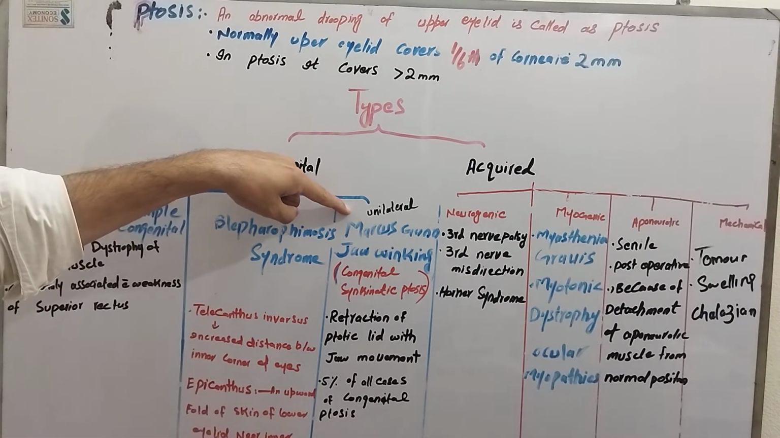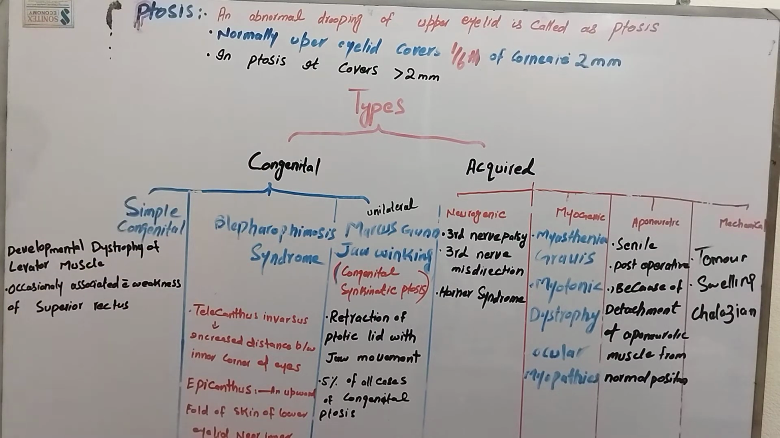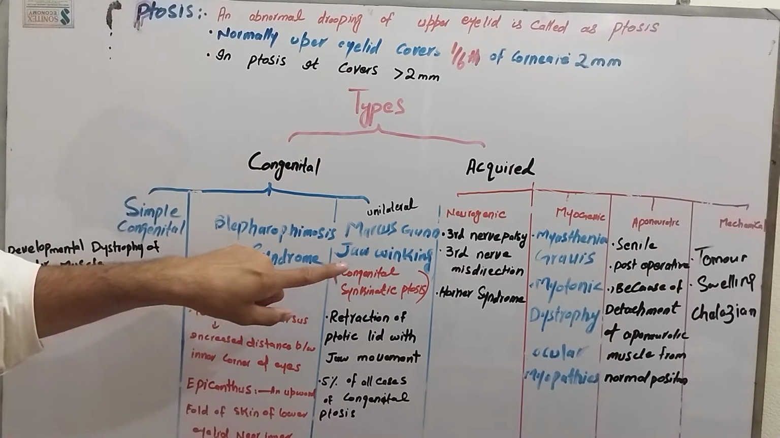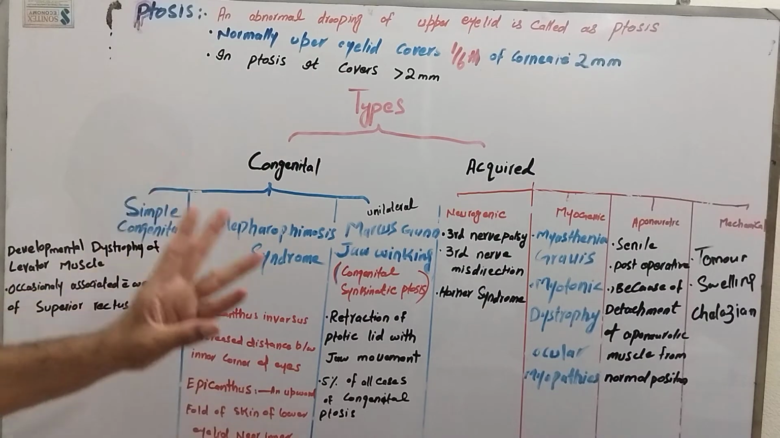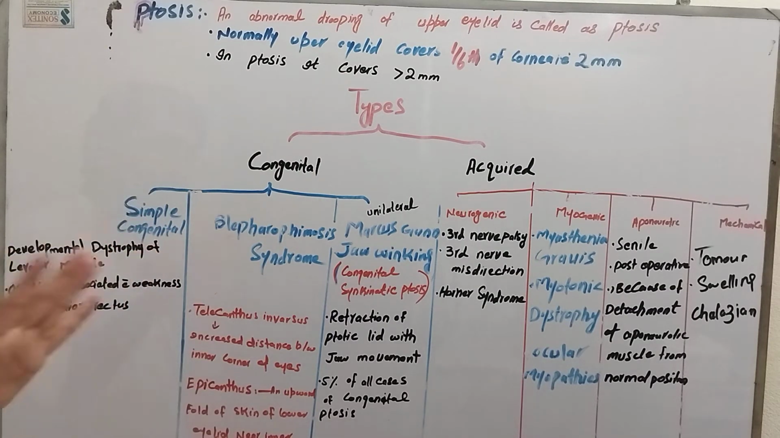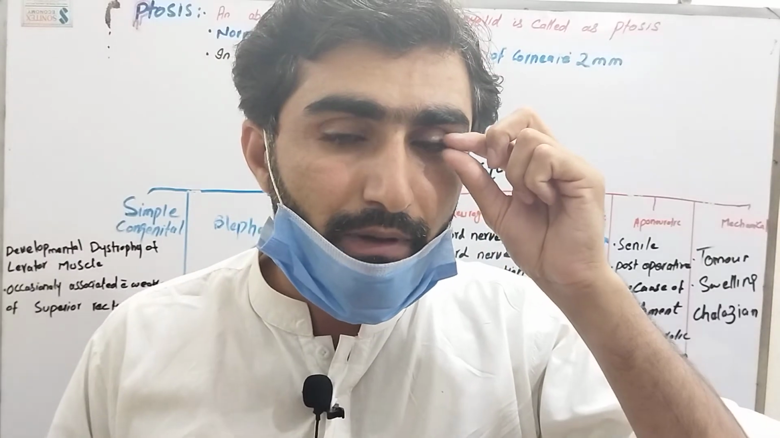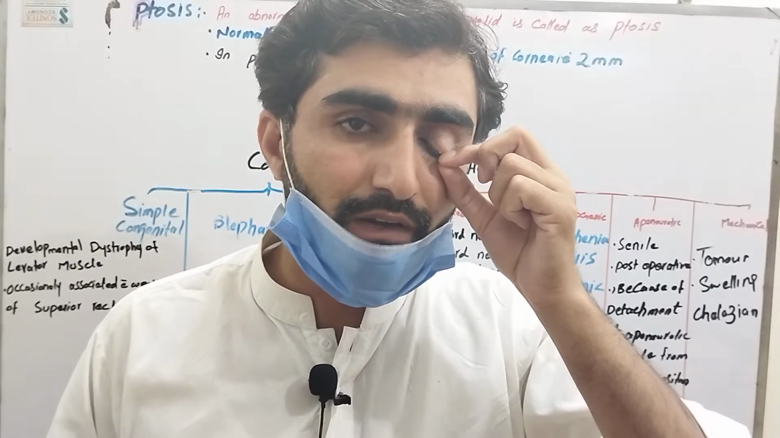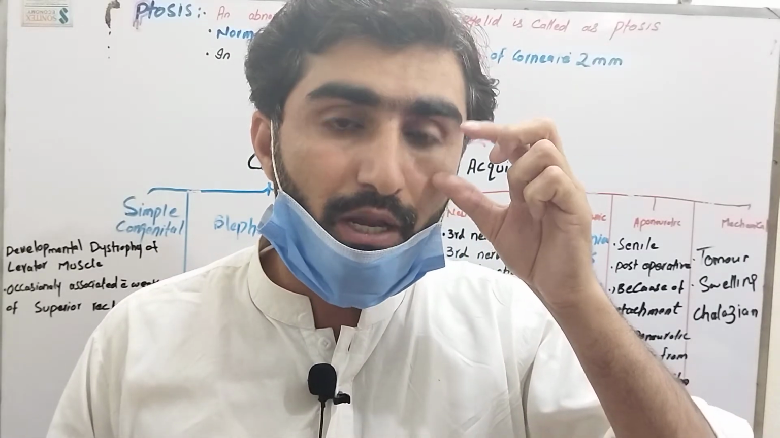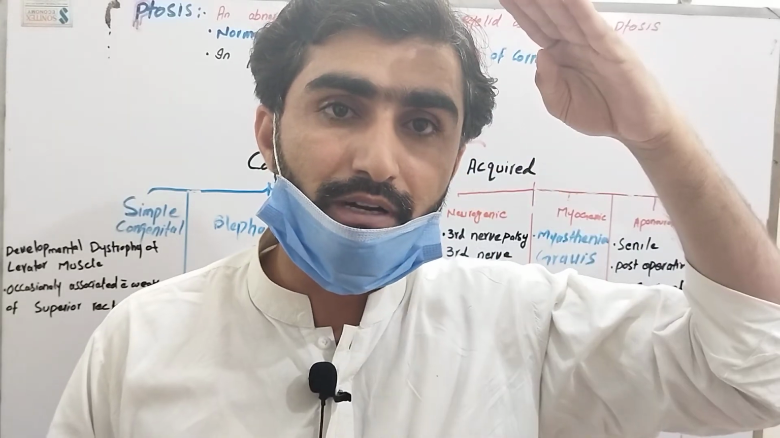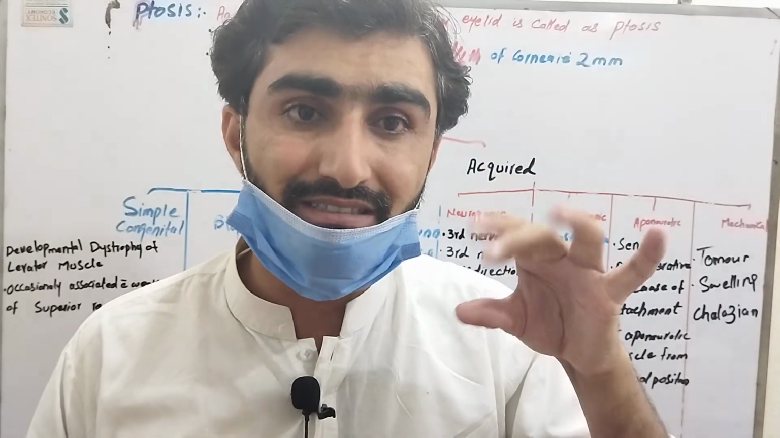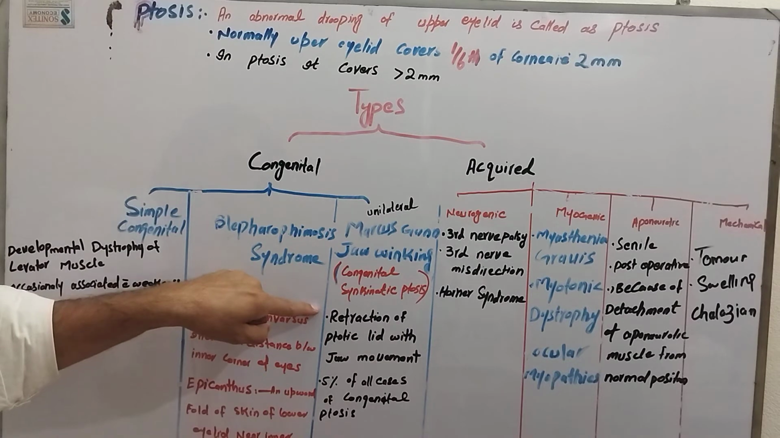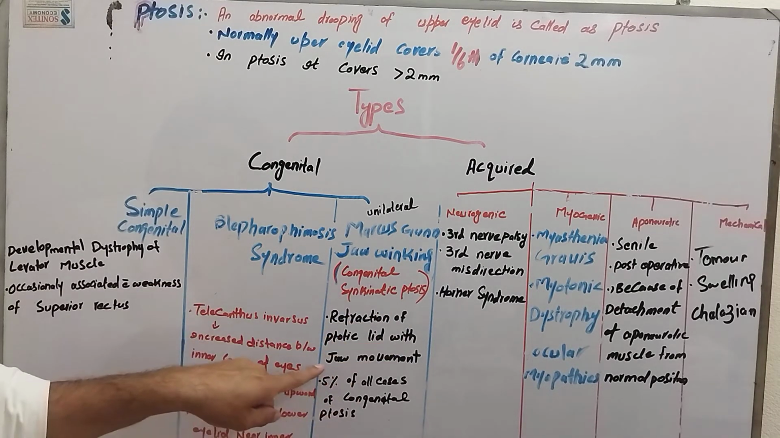Now the third one is Marcus Gunn jaw winking syndrome. It is also called congenital synkinetic ptosis. Always remember this is unilateral, never bilateral. Here our upper lid is drooped down. My jaw is closed. Now I will open my jaw, and when I open my jaw, my lid goes upward. It means our upper lid's movement is related to the movement of our jaw.